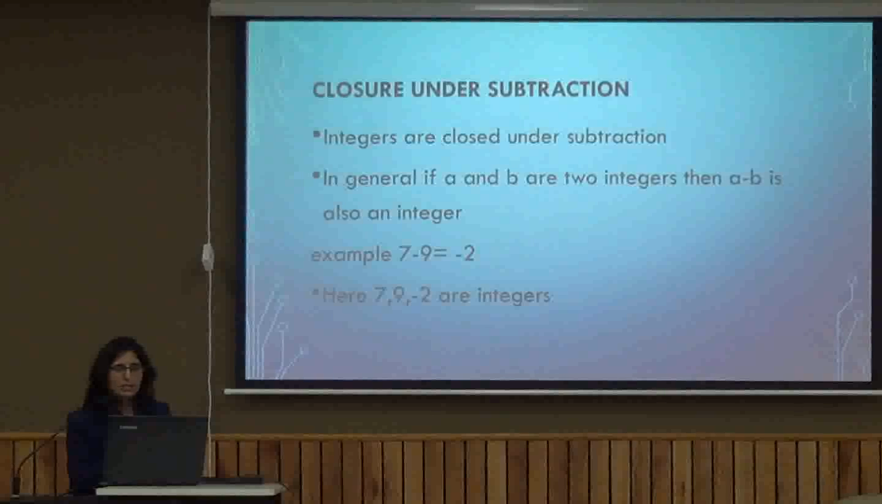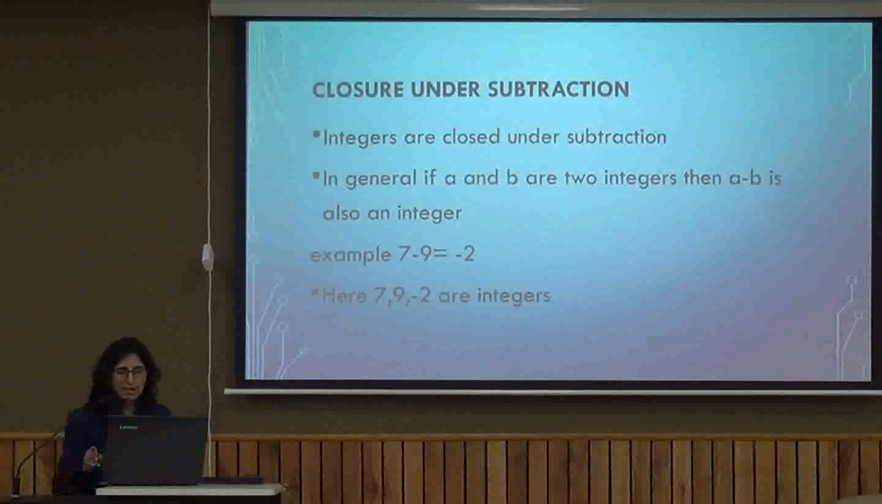Then closure under subtraction. So integers are closed under subtraction also. If we subtract any two integers a and b, then the result, whatever we are getting, is again an integer. For example, 7 minus 9 is minus 2. Therefore, 7 is an integer, 9 is an integer, and the result minus 2 is also an integer.